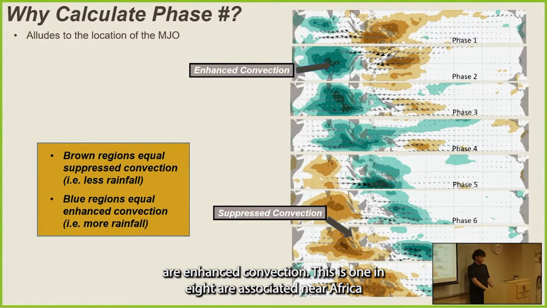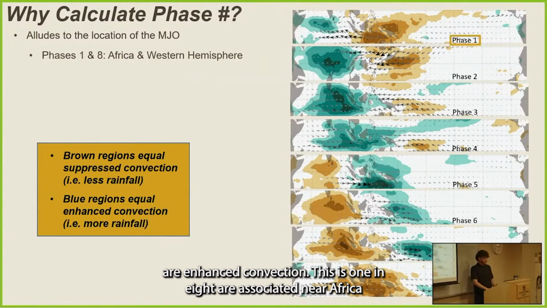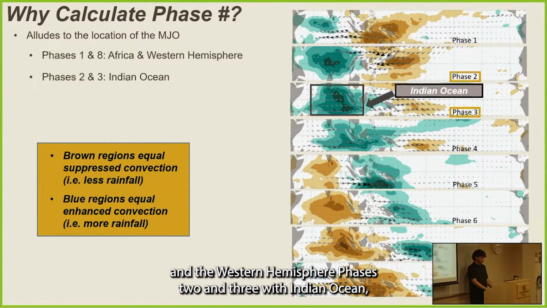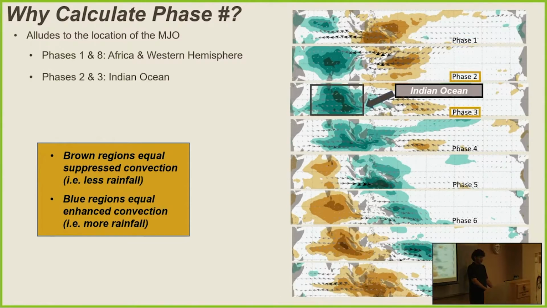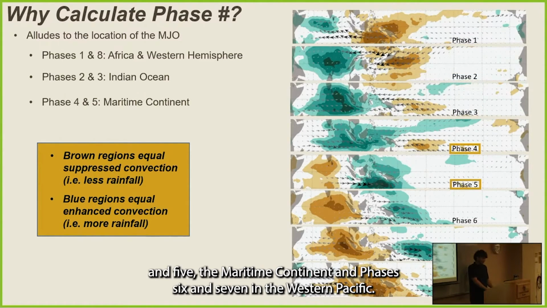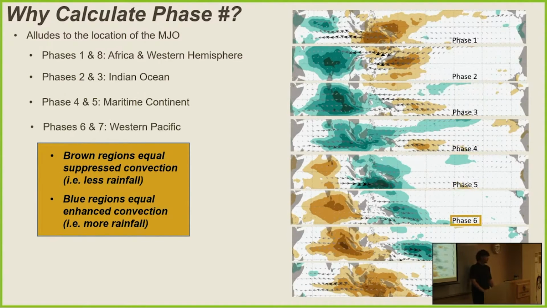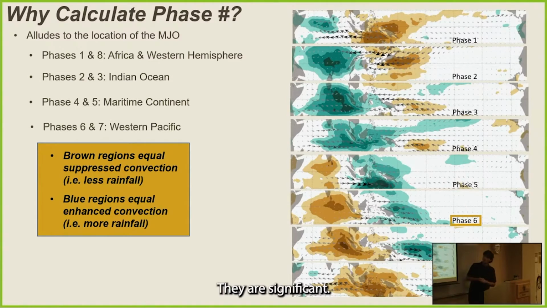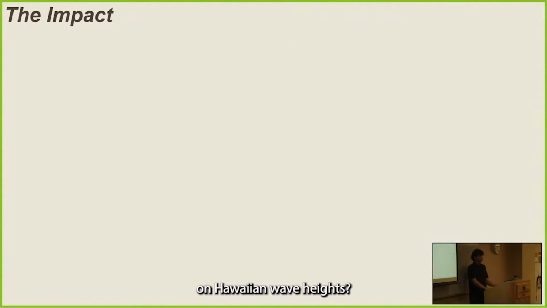Phases 1 and 8 are associated near Africa and the Western Hemisphere. Phases 2 and 3 with the Indian Ocean. Phases 4 and 5, the Maritime Continent, and phases 6 and 7, the Western Pacific. I would also like to draw your attention to phases 3, 4, and 8. They are significant. So what impact did the MJO have on Hawaiian wave heights?